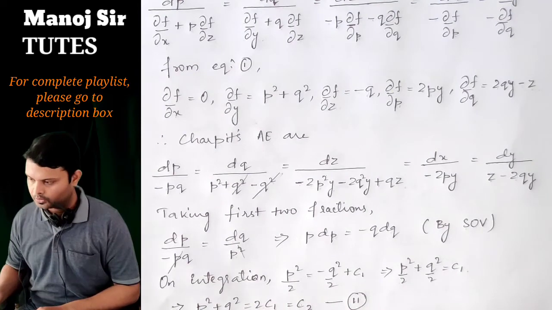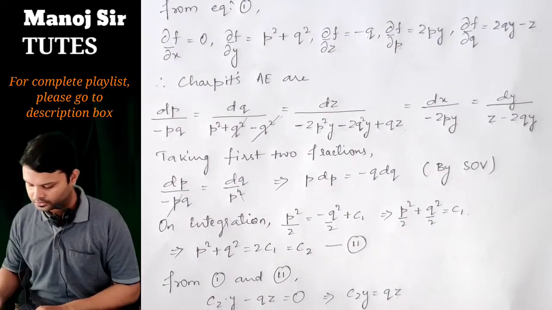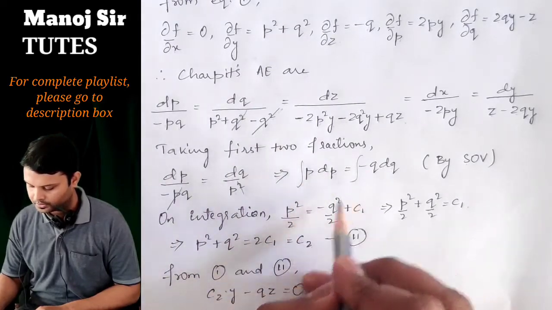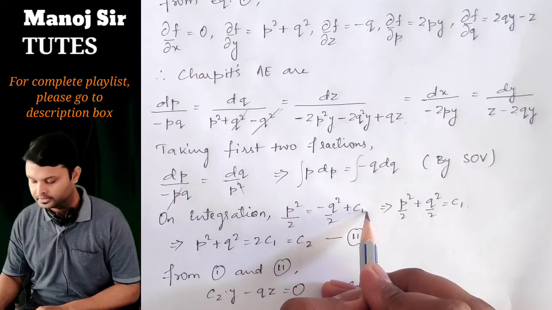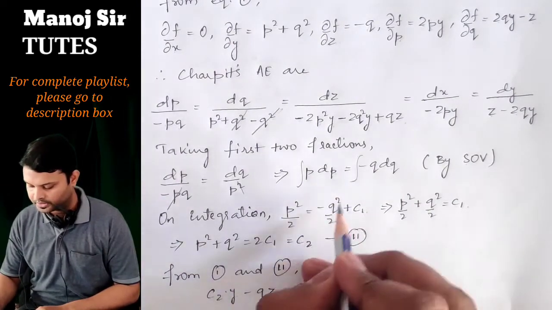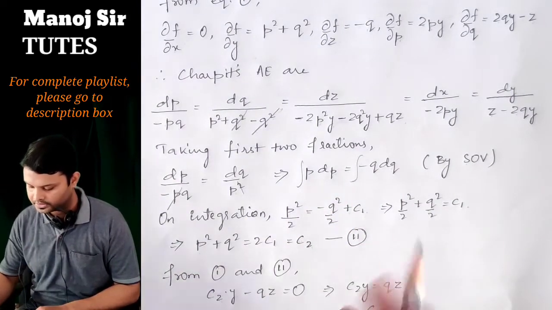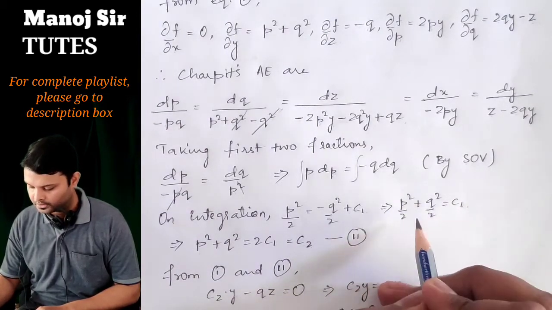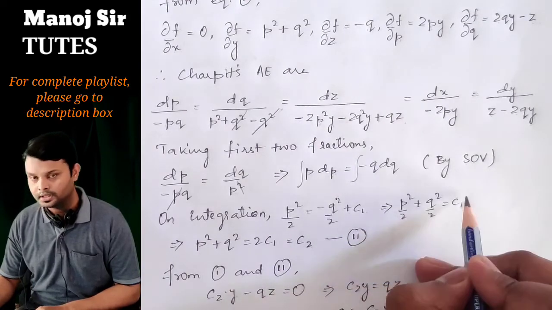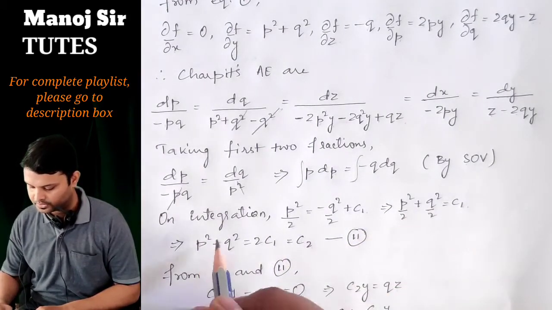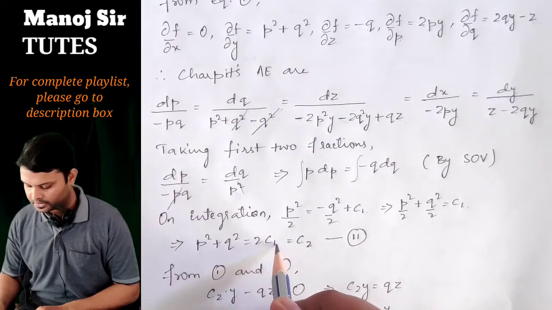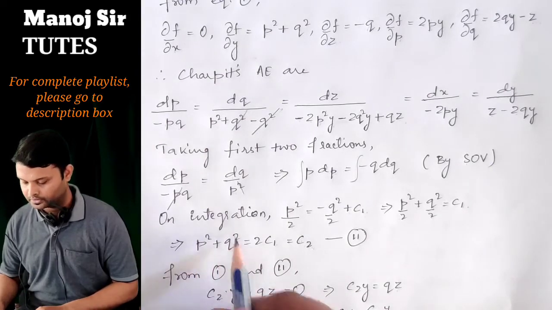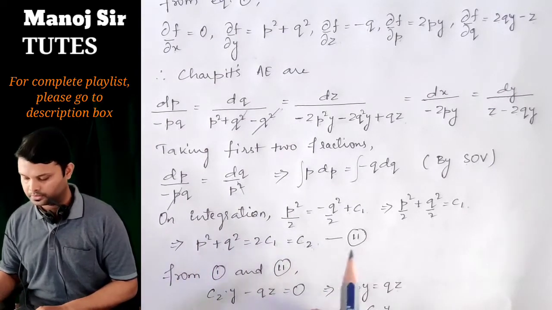Now after separation of variables, what is my next target? It is to integrate. So on integrating, you will get this as p square upon 2 equals to minus of q square upon 2 plus integration constant, that is c1. Okay, now taking this minus of q square to the left hand side, you will get p square upon 2 plus q square upon 2 equals to c1. Now taking LCM 2 and taking this to the right hand side, you will get p square plus q square equals to twice of c1. Now taking this as a new constant, that is c2, we can say p square plus q square equals to c2. Okay, now let this be equation number 2.